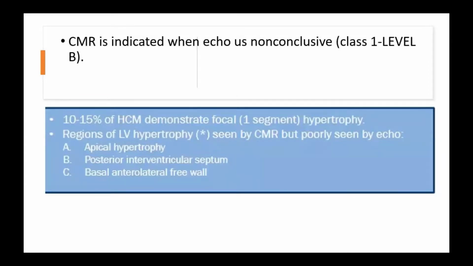And the importance of the MRI here is that 10 to 15% of HOCM actually demonstrate a focal hypertrophy, only one segment. So regions of LV hypertrophy that can be seen by the CMR but are poorly seen by echo are the apical hypertrophy, the posterior interventricular septum, and the basal anterolateral.